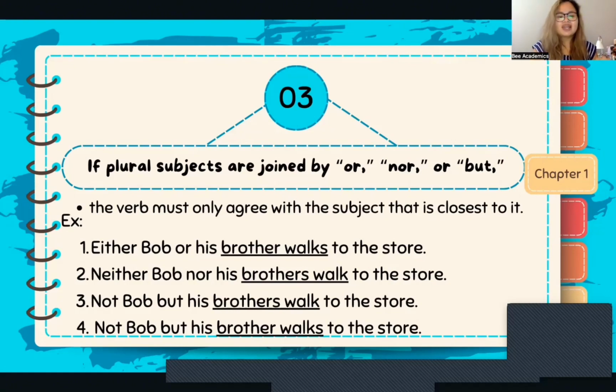Number 3, not Bob, but his brothers walk to the store, same rules. And number 4, not Bob, but his brother walks to the store. Again, if plural subjects are joined by or, nor, or but, you take a look at what subject is closest to your verb. And that is your indicator on what verb you'll be using, if it's with an S or without an S.